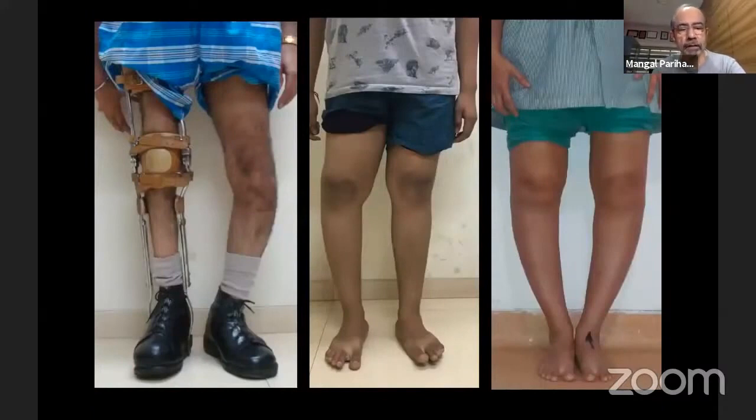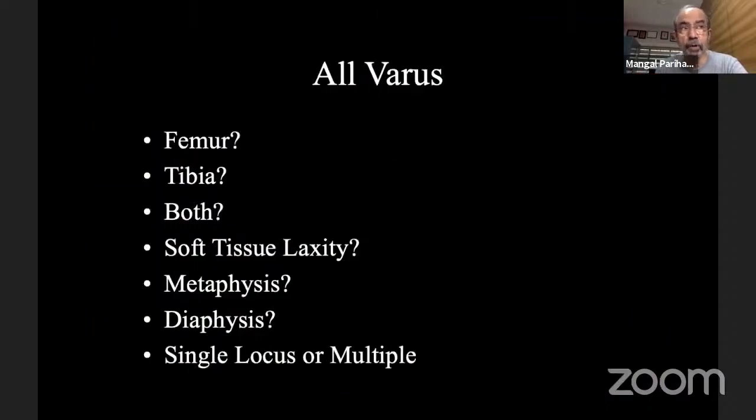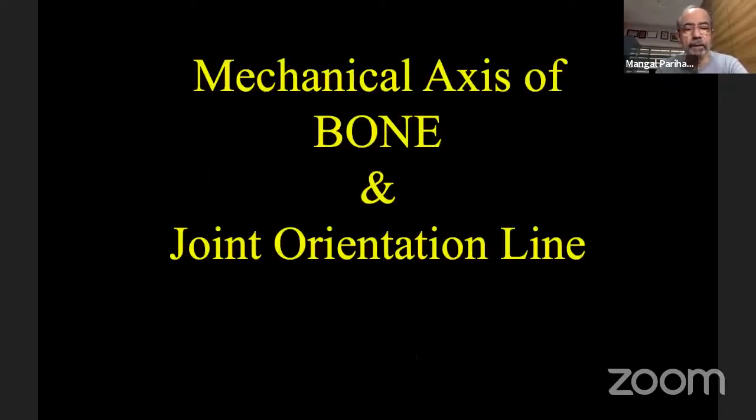Now, these 3 patients all have varus. But the question is, is it in the femur? Is it in the tibia? Is it in both? Is there an element of soft tissue laxity? Is it in the metaphysis, as was pointed out in terms of the tibia vara? Is it in the diaphysis? A malunited fracture of the femur can also give you an overall varus alignment, and that doesn't necessarily need to be treated by an HTO. And is it a single locus or multiple?